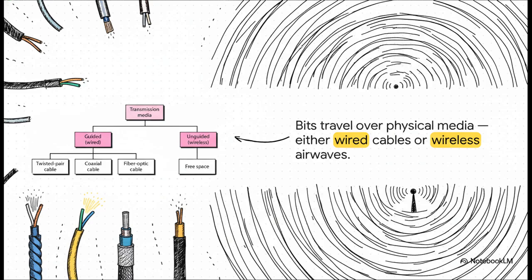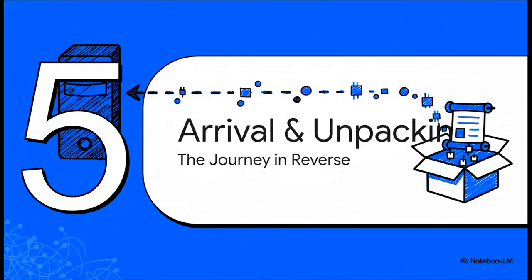Well, they travel over physical media. That could be a physical guided path, like through the copper in an Ethernet cable, or the glass in a fiber optic line. Or it could be unguided, traveling wirelessly through the air. This is the actual physical road the data travels on. And just like that, after hopping from node to node, our bits arrive at the destination computer.